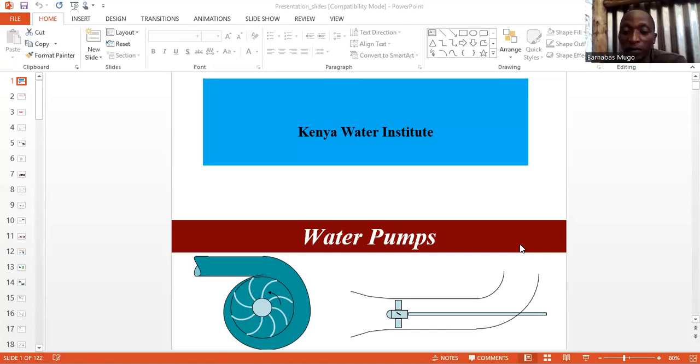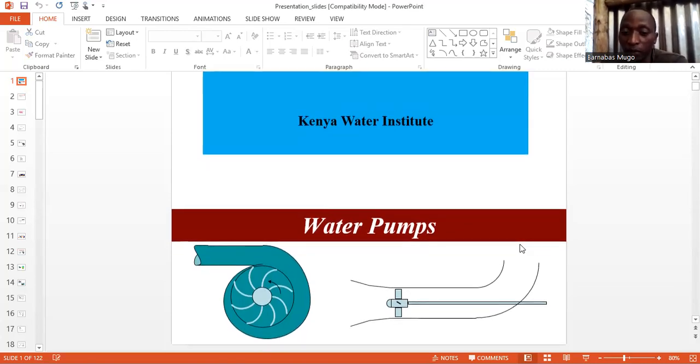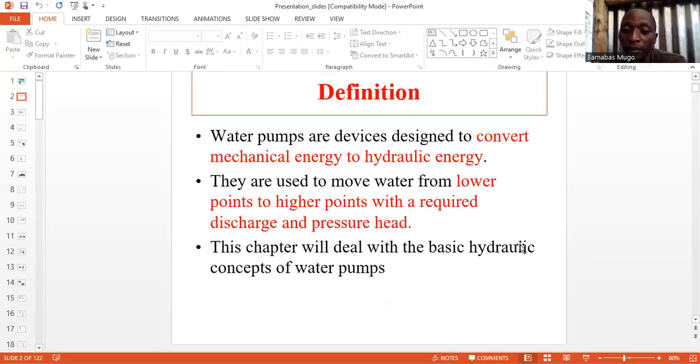Remember, we said that there is something called a water pump. A water pump is always used to energize the water molecules so that water can move from a region of lower elevation to a point of higher elevation. Otherwise, gravity will always move water from a region of higher elevation to a region of lower elevation. But if the opposite is the requirement, then you need to use a pump.